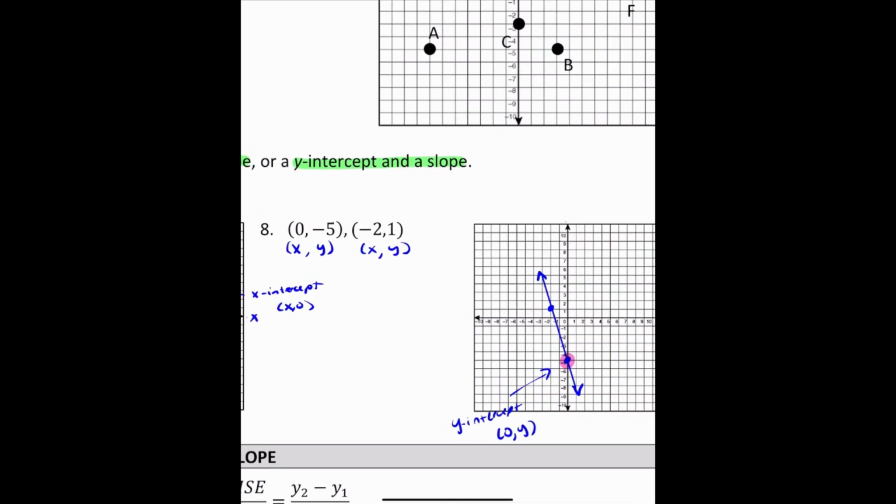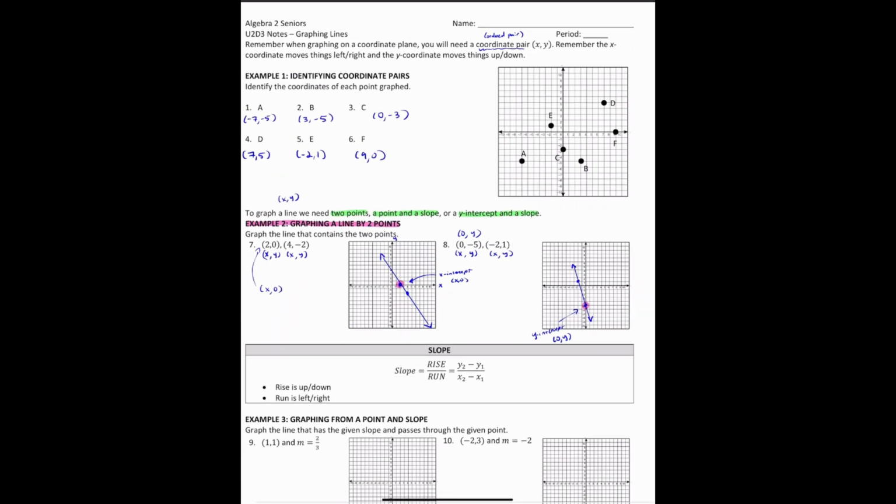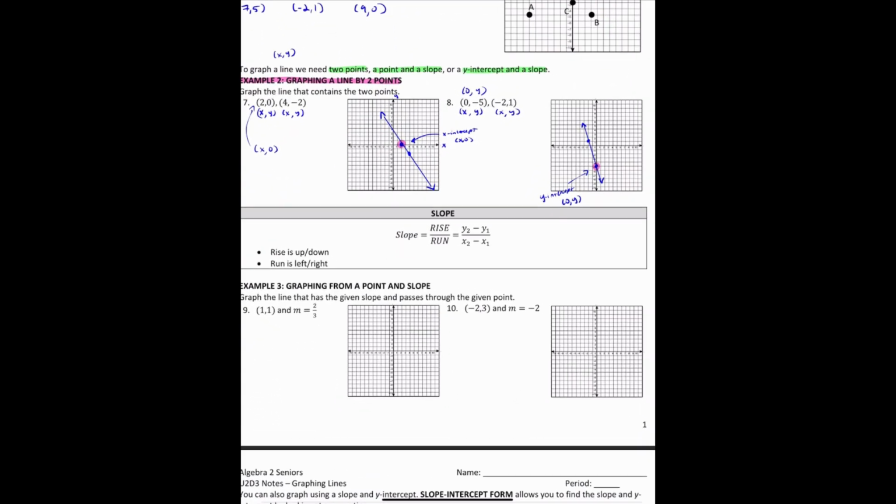So if I'm looking at 0 comma negative 5, we have a 0 and our y value. So it's always in the form 0 comma y. So we will always have a 0 for the x, but for the y, it can be any number. Okay? All right. So now let's go ahead and talk about slope.